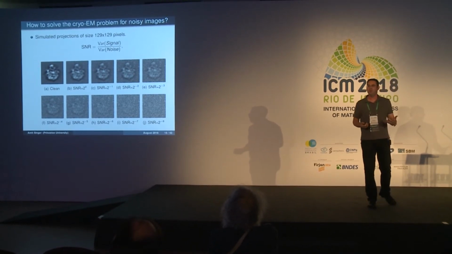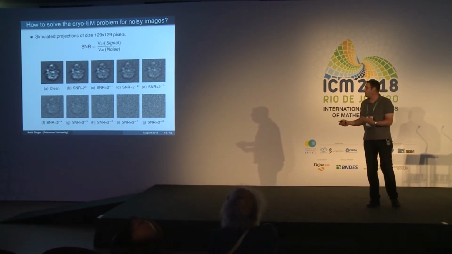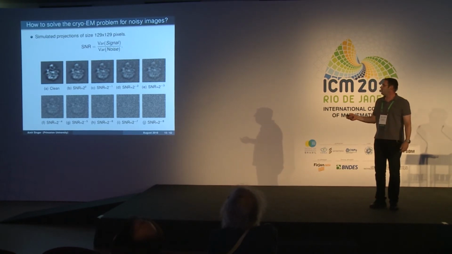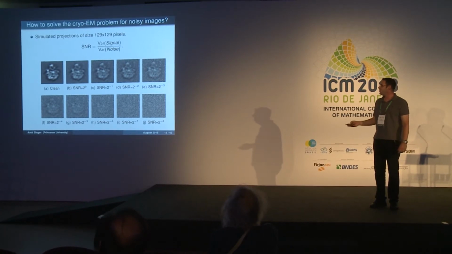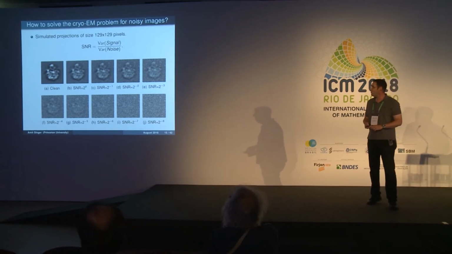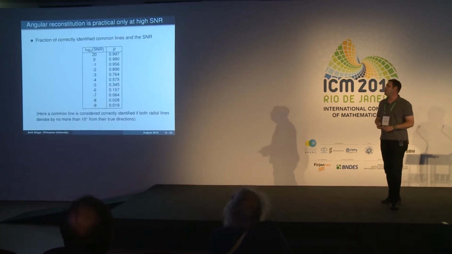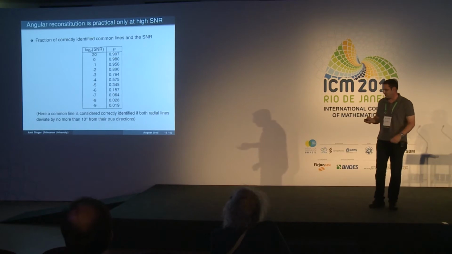In the experiment, we get very noisy images. Here I just show a simulation where I simulated clean projection images on the computer and contaminated them with white Gaussian noise at different levels of SNR. An SNR of 2 to the minus 6 or 2 to the minus 7, as I'll show you later with experimental images, resembles what you see in the experiments. Let's see if angular reconstitution can solve the problem at such levels of SNR.